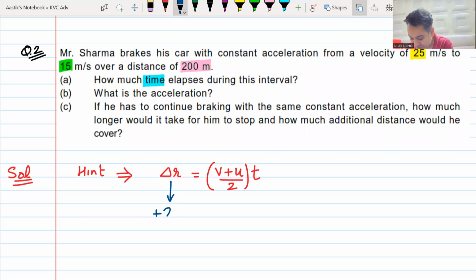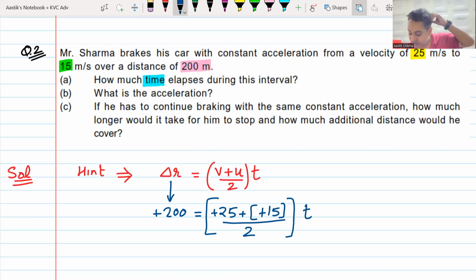Displacement is given as plus 200 with sign convention. Initial velocity is plus 25, plus final velocity is plus 15. He is still moving in the same direction. Divided by 2. That will give me the average velocity multiplied by t. We can easily find out t from this equation, my dear friends. And the equation gives us the value of t as 10 seconds.